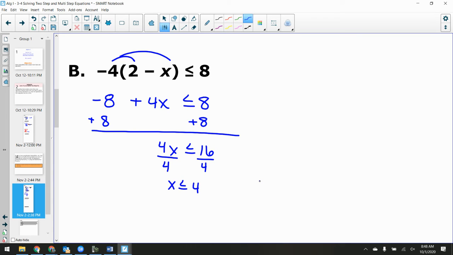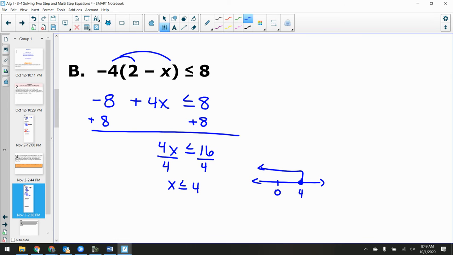Now I have a closed, or which one is it? Closed or open on 4? Closed. Going to the left. Again, what does that mean? That means that any number to the left of 4 would be a solution. So like 0 or 3. Any number to the left. So let's plug in 0 and see if that would work. 2 minus 0 is 2. -4 times 2 is -8. Is -8 less than or equal to 8? Yes. That's a true statement that does come out correctly in the end.